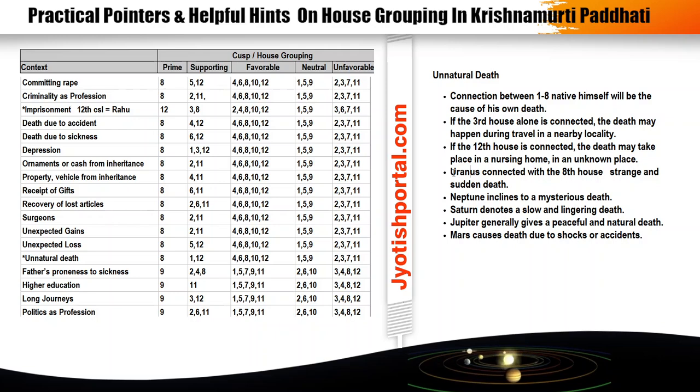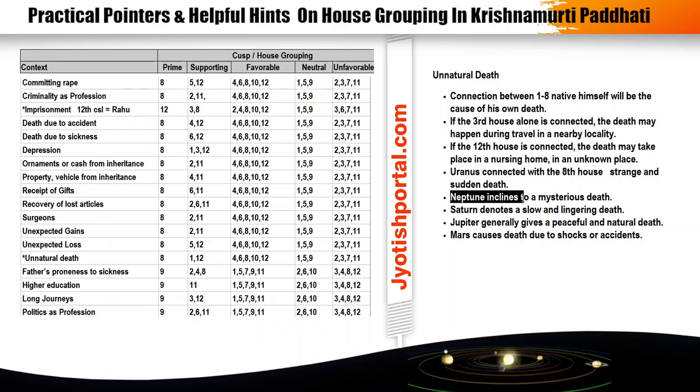Then the role of these planets like Uranus, Neptune is also there. Uranus, when it is connected with the 8th house, gives strange and sudden death. You see, sometimes there is an explosion in some public place, like a terrorist activity or a bombing. A lot of people die over there. That happens due to Uranus. So Uranus will bring that kind of sudden death.